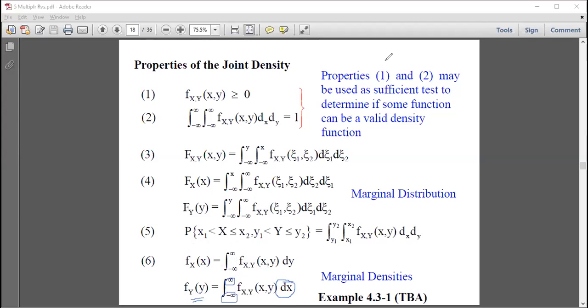Now, we know that if I take the integral with respect to y, for example, from minus infinity to a certain value y, and take the derivative, put it here from left to right, and take the derivative, what will you get here? You will get the marginal CDF of y. This is what we are talking about here. So this is the marginal CDF of y.